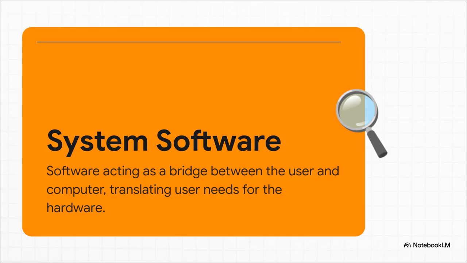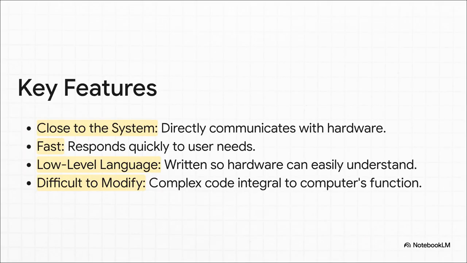So what is it really? Well, system software is basically a collection of programs that manages the computer and acts as that crucial translator. It's what lets us use these super complex machines without needing a degree in computer science. And what makes this software so special is how close it is to the hardware itself. It's written in what we call low-level languages, which are very, very close to the machine's native binary. This makes it incredibly fast and efficient. But that also means it's super complex and not something you'd want to mess with.